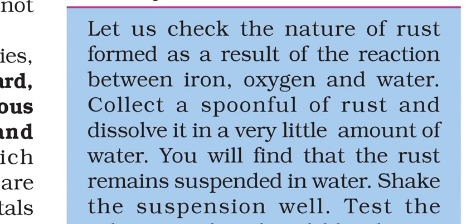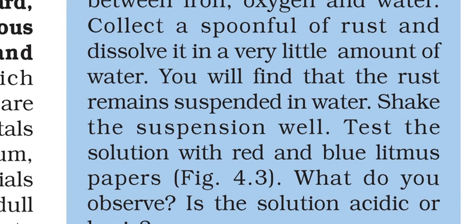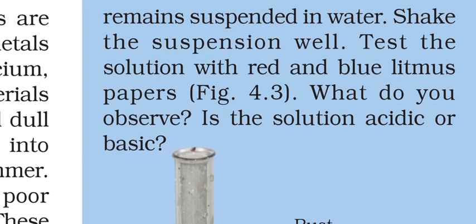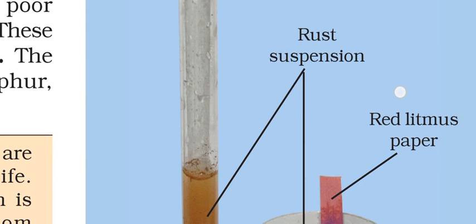Okay, so let us do an activity to understand the nature of the rust that has been formed when iron, oxygen and water react with each other, right? So what you need to do is collect some rust of the iron, and dissolve it in water. So you can see that the rust is going to remain suspended in the water. Then you should take a red litmus paper and blue litmus paper, and check the nature of these substances.